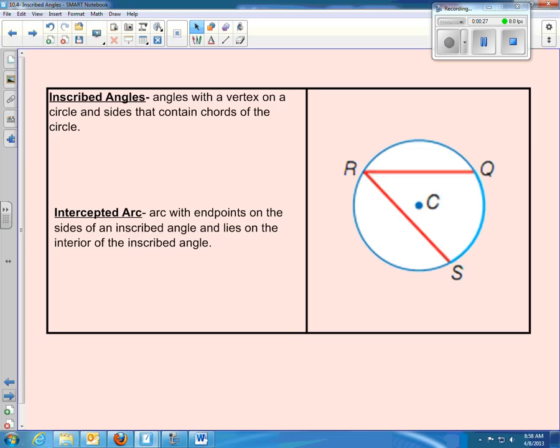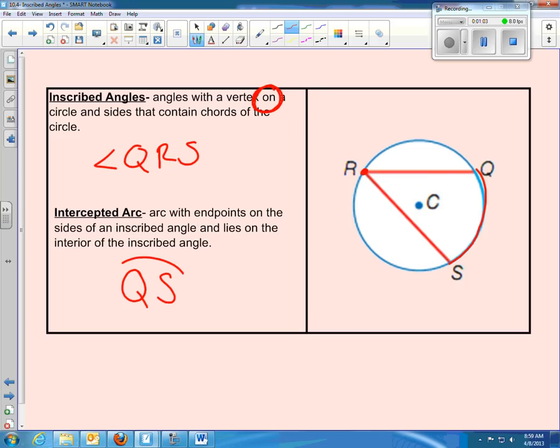Inscribed angles are angles with a vertex on the circle and sides that contain chords of a circle. So the big words to remember here are "on the circle." See how our vertex R is on the edge of the circle. So we could say that we have angle QRS, and that's our inscribed angle. We also have an intercepted arc, and that's an arc with endpoints on the sides of the inscribed angle, and it lies on the interior of the inscribed angle. So our intercepted arc is QS.